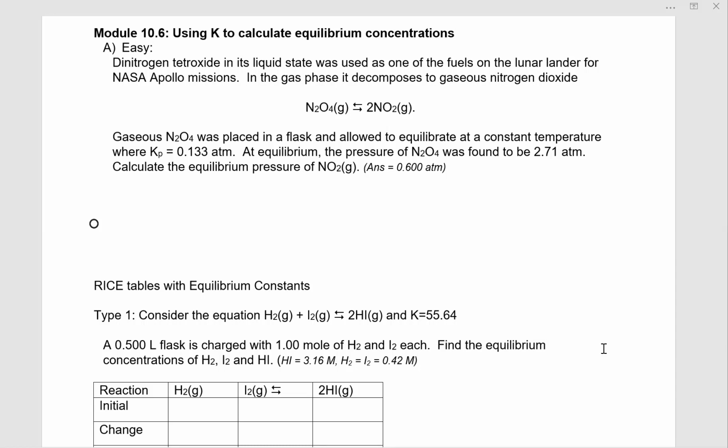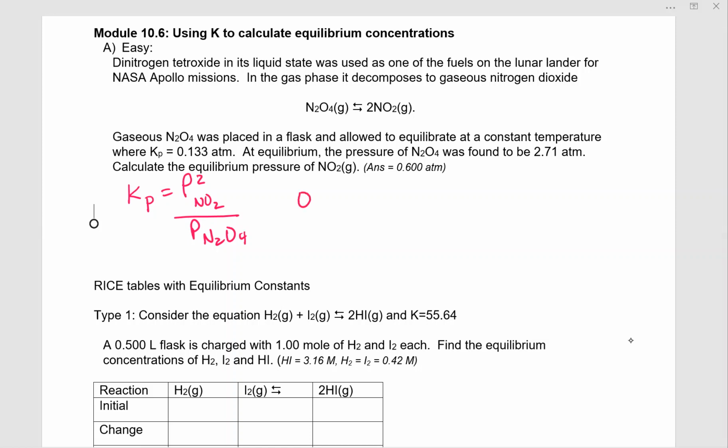So the first thing we're going to do is write the equilibrium expression, and we're going to remember that we're dealing with partial pressures. So we'll make sure that we use partial pressures in our notation. So we have the partial pressure of NO2 squared over the partial pressure of N2O4. And then we substitute in what we know.